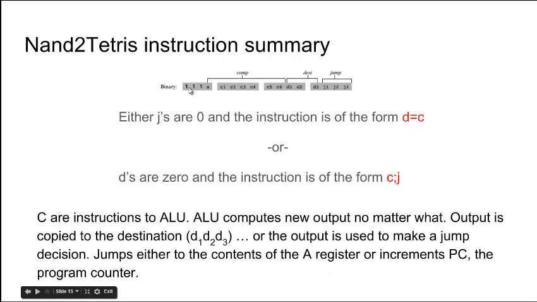So this is our instruction summary. We have 3 1s no matter what on an instruction. Remember, if it begins with a 0, then it's an address. But if it begins with 3 1s, it's a computer instruction. A determines what goes into the ALU. C1 through C6 are instructions to the ALU. D1 through D3 determine the destination of the output of the ALU. And J1, J2, J3 look at the output of the ALU and determine where to jump to. That's it.